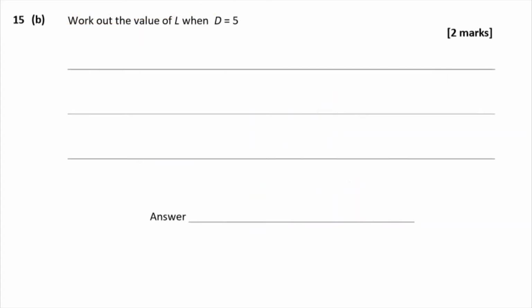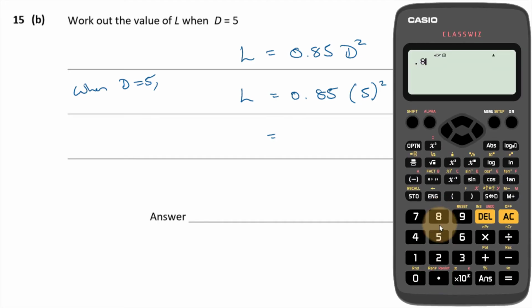Part B says work out the value of L when d is 5. Remember that L is equal to 0.85 lots of d squared. So when d is 5, L is going to be equal to 0.85 lots of 5 squared. What's that? 0.85 times 5 squared comes out to be 21.25. So L is 21.25.